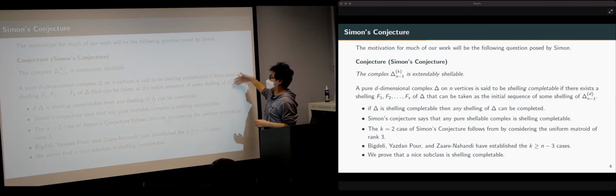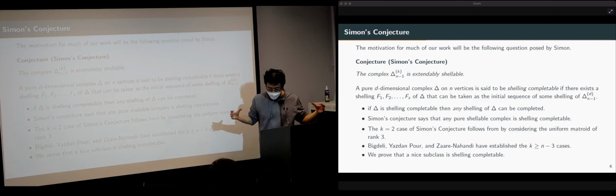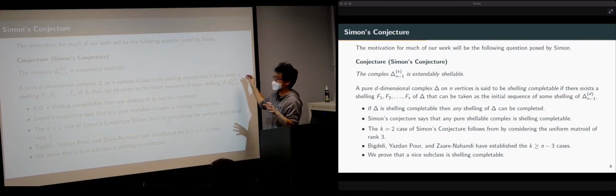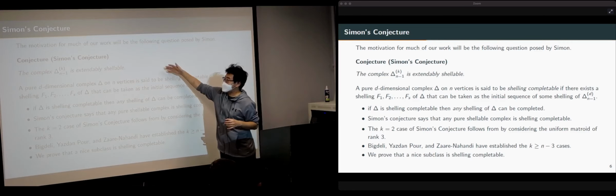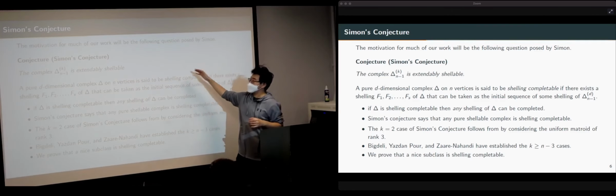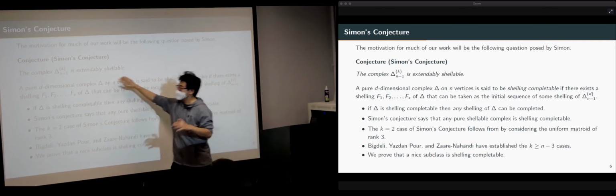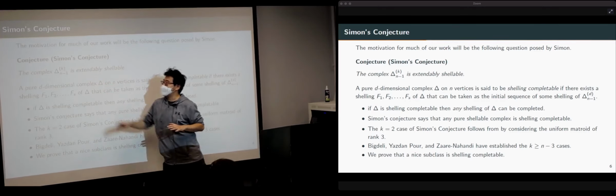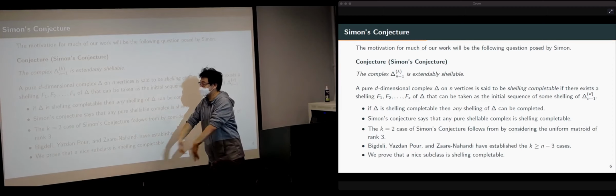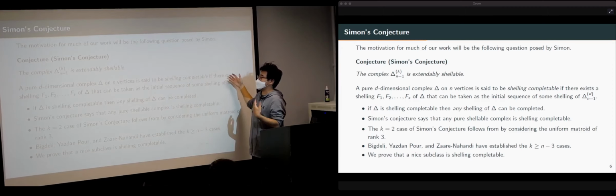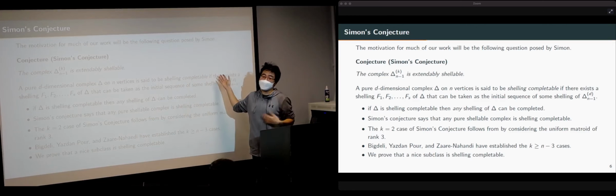In other words, if you have a shellable complex already, can you add a facet and still keep it shellable? This conjecture is basically equivalent to this question, just because of the way that extendably shellable was defined. The conjecture only seems to deal with these objects, but if you stare at the definition carefully, it is actually a conjecture about all shellable complexes.